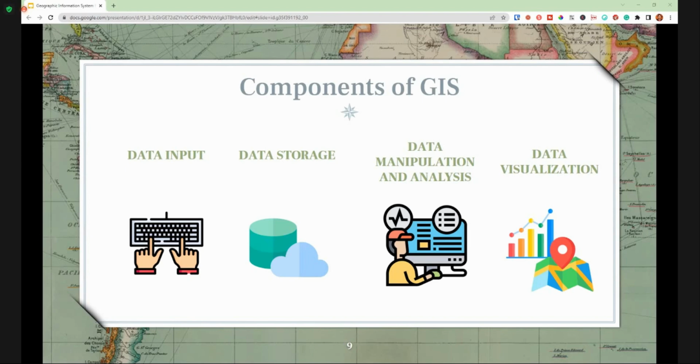For data manipulation and analysis, this is actually where, for me, the fun part comes in. And whenever you're going to do data manipulation, you have your tabular data.